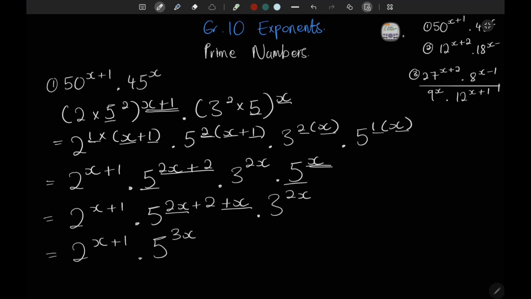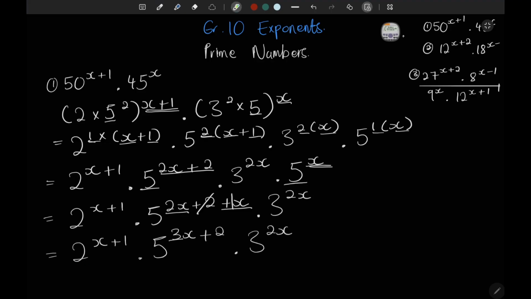And just to recap, remember when you have a variable as it is, the coefficient is always 1. There's an invisible 1. So it's basically 2 plus 1, which is 3. Now you write down your x. We're left with plus 2 times 3 to the power 2x.